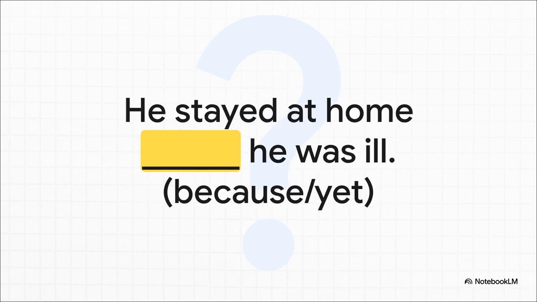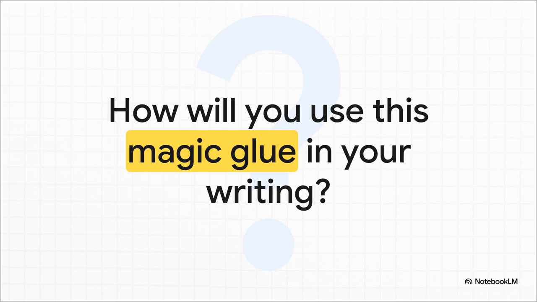And our final inspection check, he stayed at home, blank, he was ill. We're looking for the strongest, most direct reason here. Is it because, yet, or nor? Absolutely, it is because. Fantastic job, grammar builders!